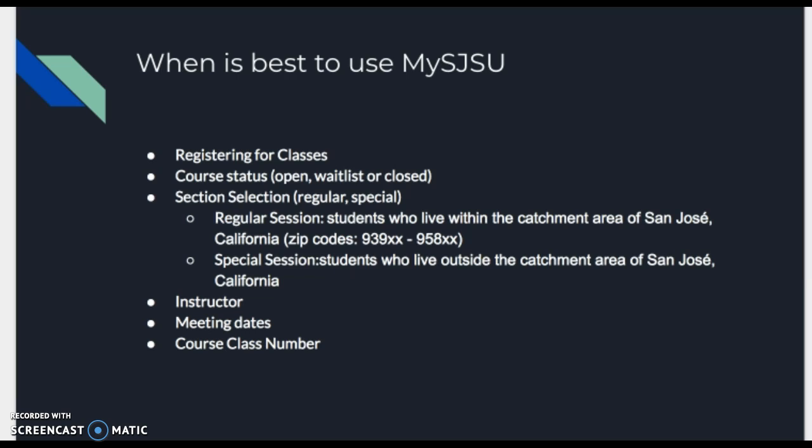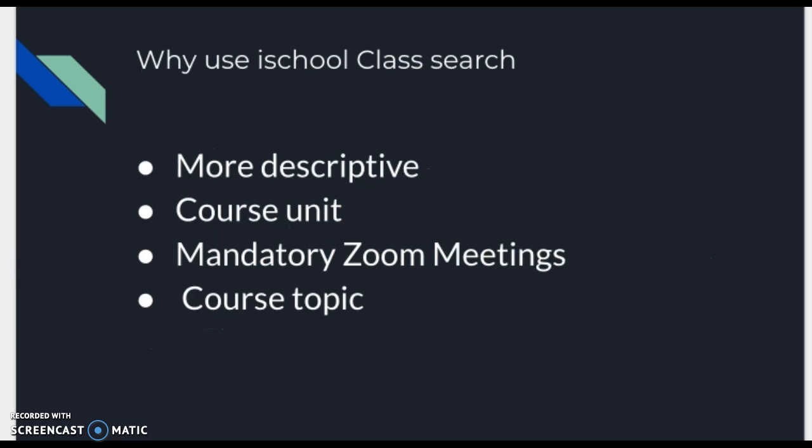For those of you who don't know the difference, regular session courses are for students who live within the San Jose zip code area, and special session is for those students who are outside the San Jose zip code area. Also, within the My CSU class search, you're able to see the instructors and a little bit about the meeting dates as far as when the course will start, when it will end, and also the course class number or the CRN number.